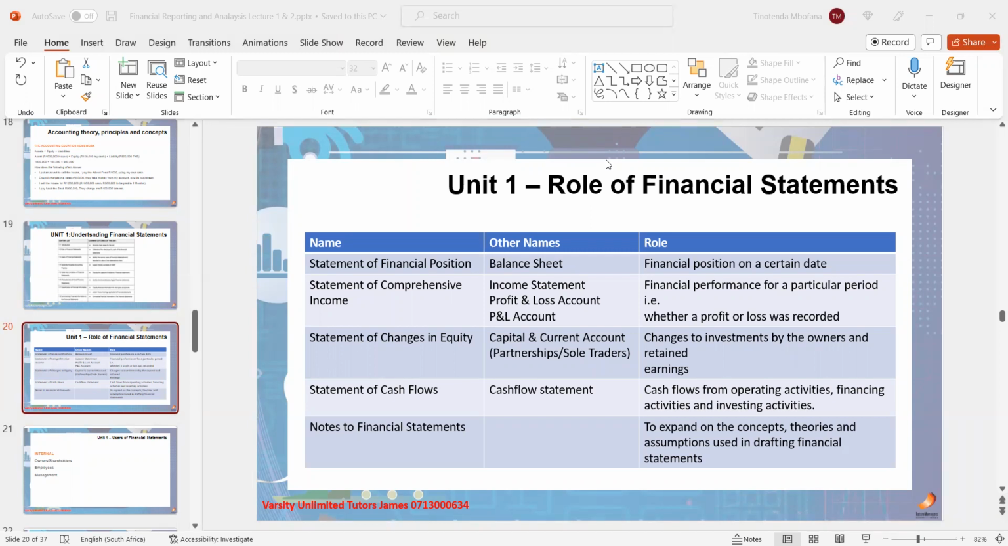So we are going to go deeper into a statement of financial position. We're going to understand it, but that's basically the role. It shows you the financial position of an individual or the value of an individual at a specific day.